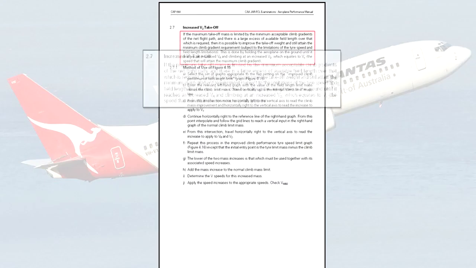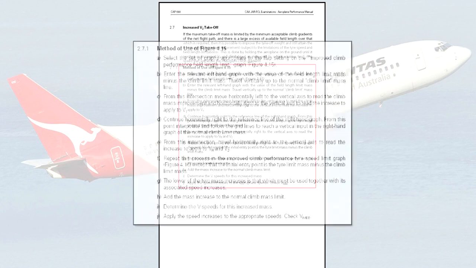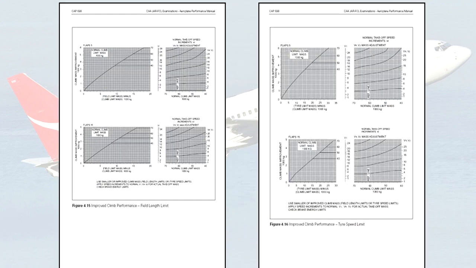The information at the top of page 28 of section 4 introduces the concept of the procedure very well. So, use this introduction in the exam if you are unsure of what the procedure entails. Below the introduction is the detailed methodology of the procedure itself. Part of the calculation for the increased V2 procedure uses the graphs which are shown on the following 2 pages.